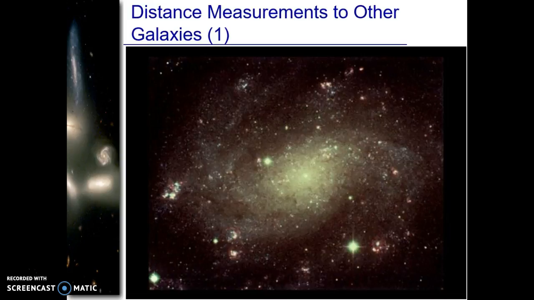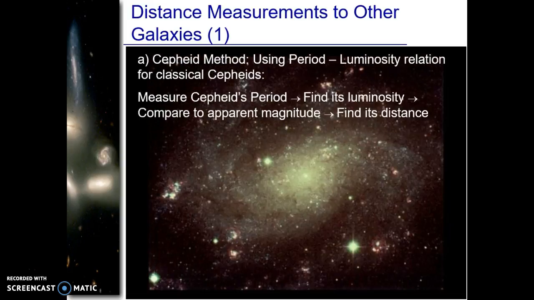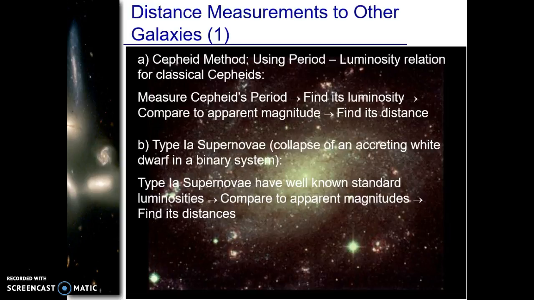All right. How do we measure the distance to other galaxies? Well, astronomers have found the distance using distance indicators called standard candles, and these are objects of known luminosity. Okay, there's the Cepheid method, which uses the period-luminosity relation.